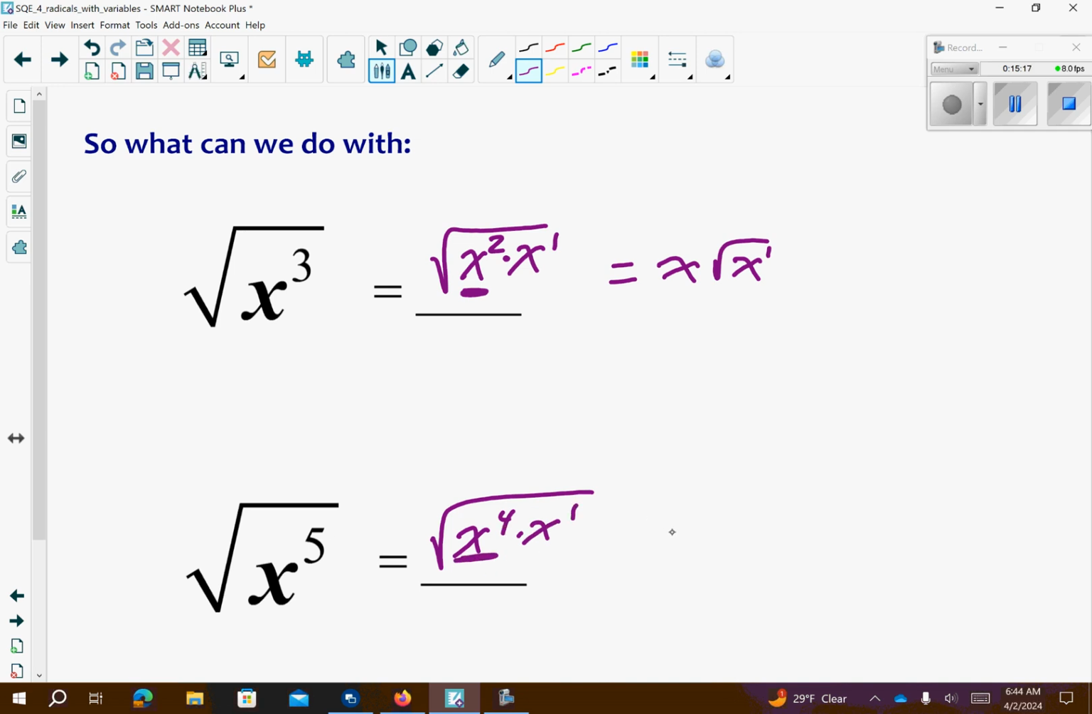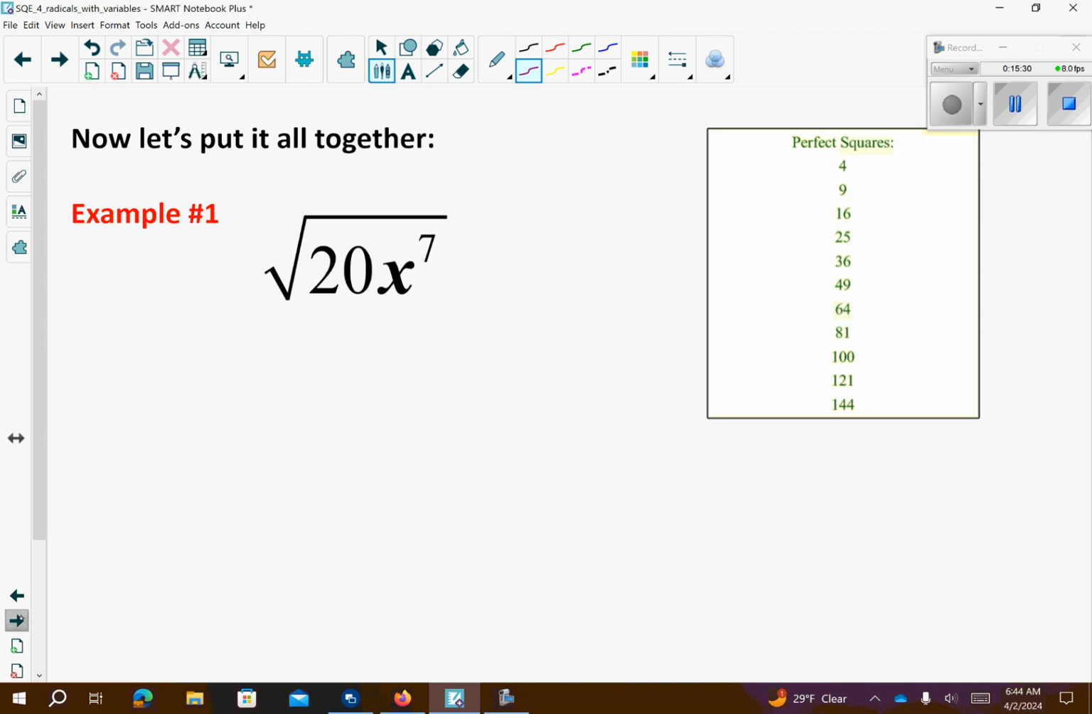What's half of x to the fourth? It's x to the second. So the square root of x to the fourth is x to the second, and then I have x to the first. I could leave it like this, or I could put the 1 in there. It's your choice. All right, so now we're going to break this up.